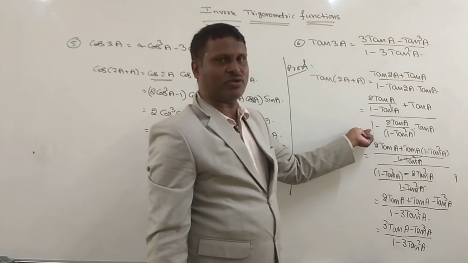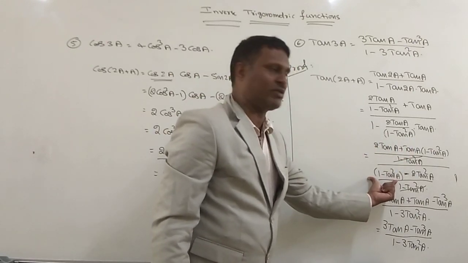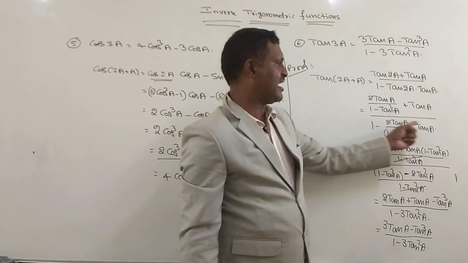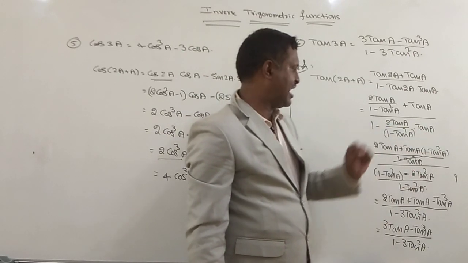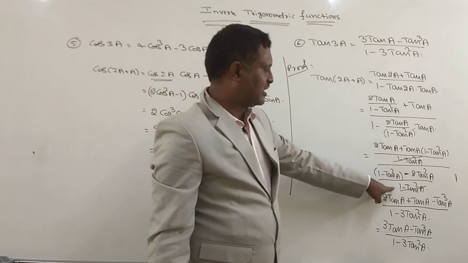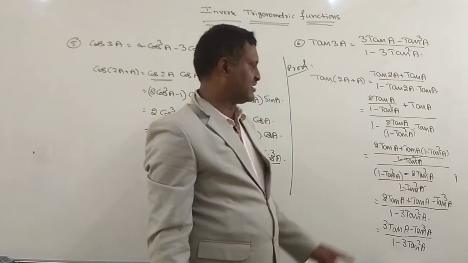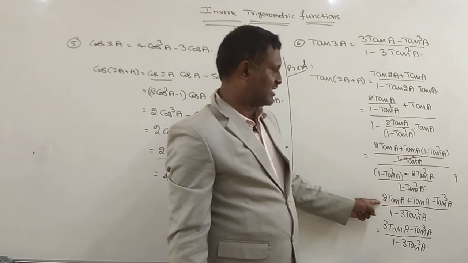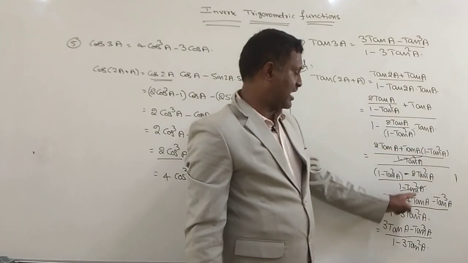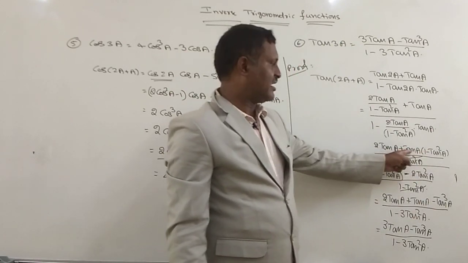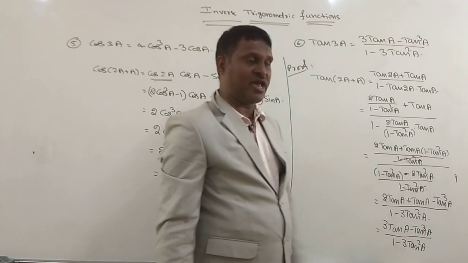1 minus tan square A into 1 minus tan square A, minus as it is, 2 as it is, tan A into tan A becomes tan square A. Now both the denominators get cancelled. 1 minus tan square A, 1 minus tan square A we can cancel. 2 tan A write down as it is. Tan A into 1, tan A we can write. Plus into minus we can write minus. Tan A into tan square A becomes tan cube A.